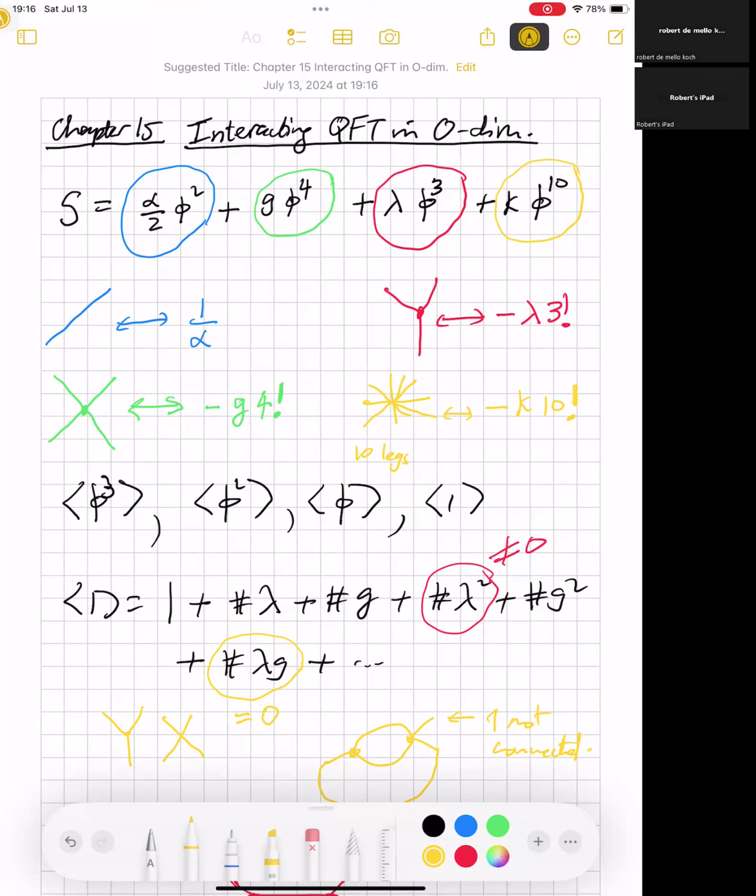But the point is, after a little bit of playing and working out a few correlators, you should feel confident to write down the Feynman rules for any theory that you can think of. So good luck, happy experimenting, and let's now move on to chapter 16.